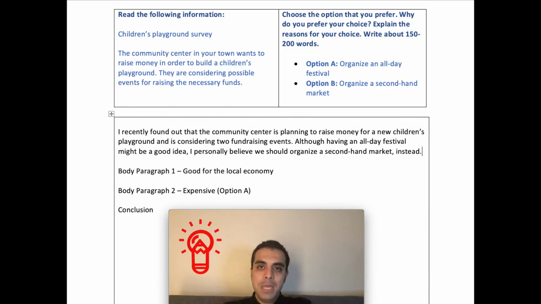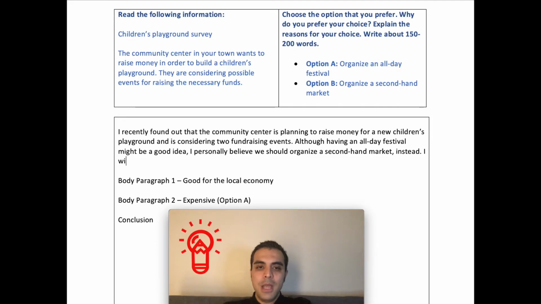Now, some people also include a sentence that very briefly says what the purpose of the essay or the survey response is going to be. So something like, I will explain my reasons in the following paragraphs, right? Some people even go so far as to preview their reasons. They basically provide a glimpse into their reasons in the introduction paragraph.